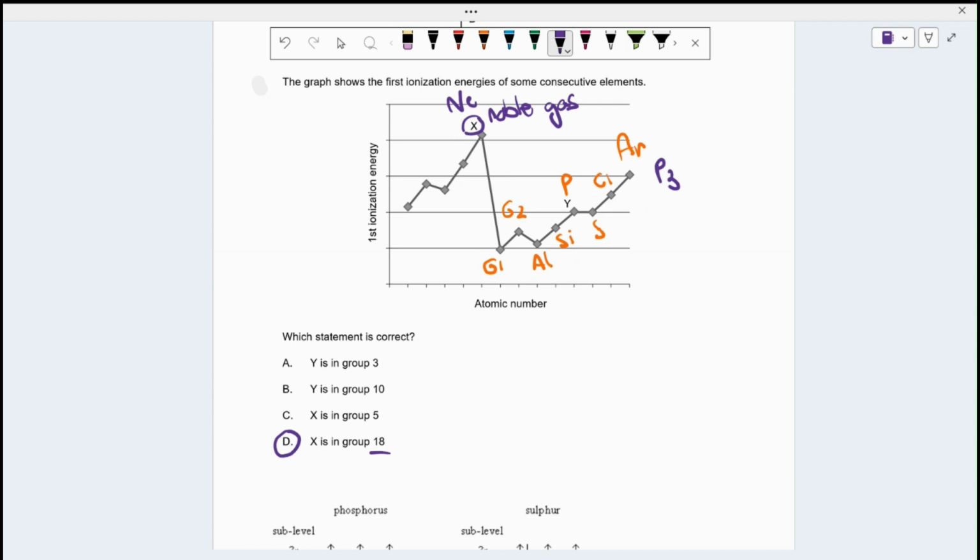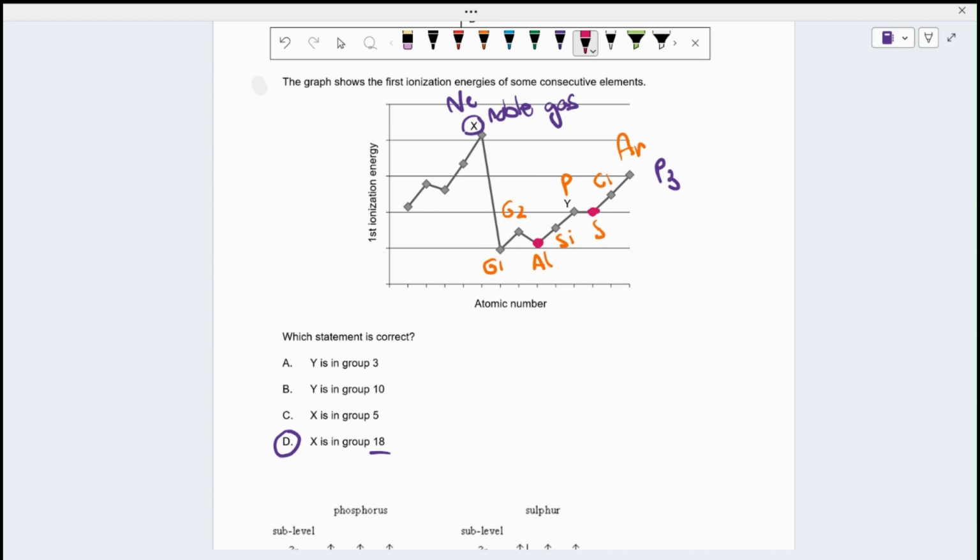The other thing I wanted to mention here is you are required to know about two specific points and the reasoning behind them being at that level of ionization. So you need to know about this point here and this one here. So the first one, aluminium, obviously it goes down from magnesium. Why is that? Well, if we think about the electronic configuration, the outer electron of aluminium is in a 3p orbital.